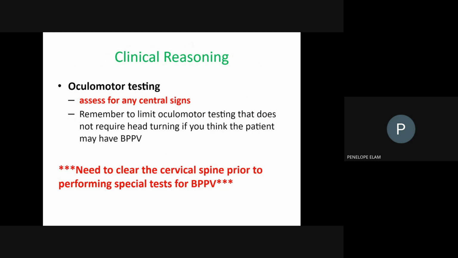Okay. So one, we're always going to do central testing. Two, we're always going to clear the cervical spine prior to doing any type of BPPV. We want to make sure that they don't have any issues, there's no pain, and that there wouldn't be any reason for cervical instability before we drop somebody back into extension. So make sure you clear both of those things before you ever perform a Dix-Hallpike on your patient.